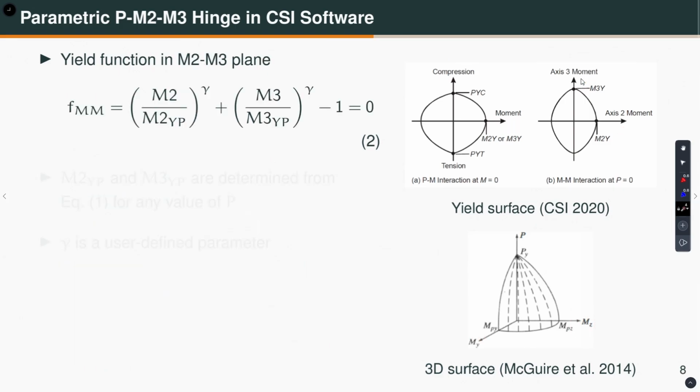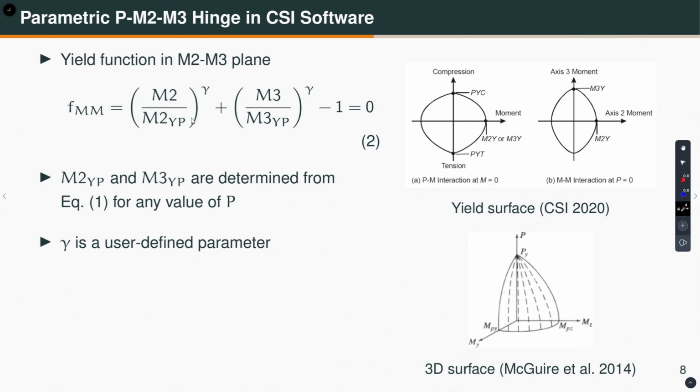How is it done? The yield function in the M2 M3 plane, that means if you take a plane and cut this PM yield surface, and let us say this is the axial force, then you basically get a curve like that. That is defined by this equation. Now, what is M2? Well, M2 is the bending moment. Let me write it here. This is M2 and this is your M3. This is the applied moment, and then M2yp and M3yp are basically coming from equation 1, which I shall show. Let me go back to this.